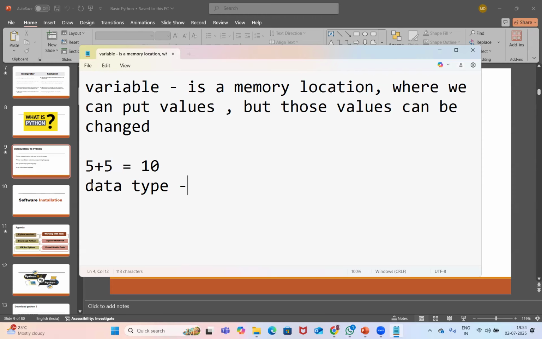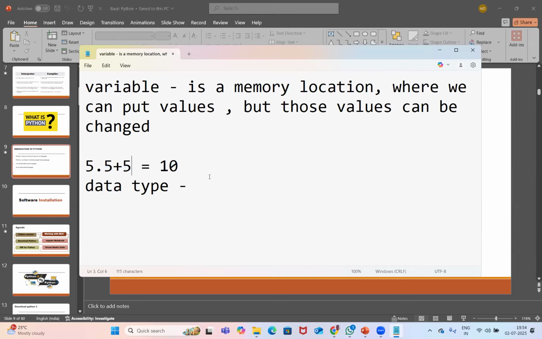Now, to tell you about data type, don't go by the name, nothing like that. Simple thing is, in the calculator, if you are writing 5 plus 5 and you are getting 10, or if I am writing, suppose, 5.25 or 5.5, I can write, no problem.